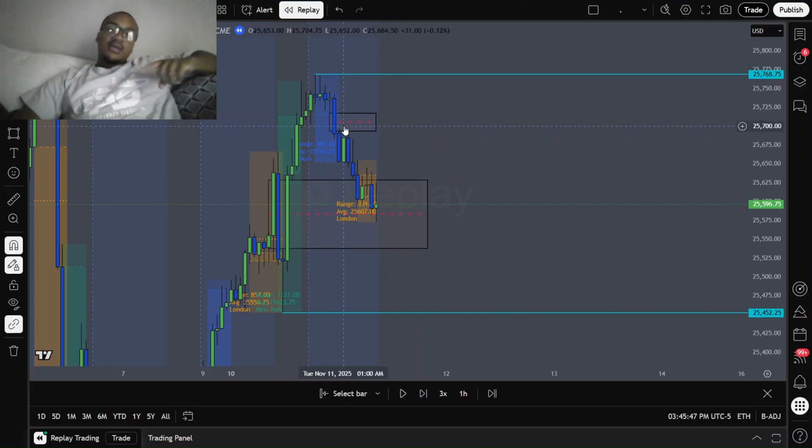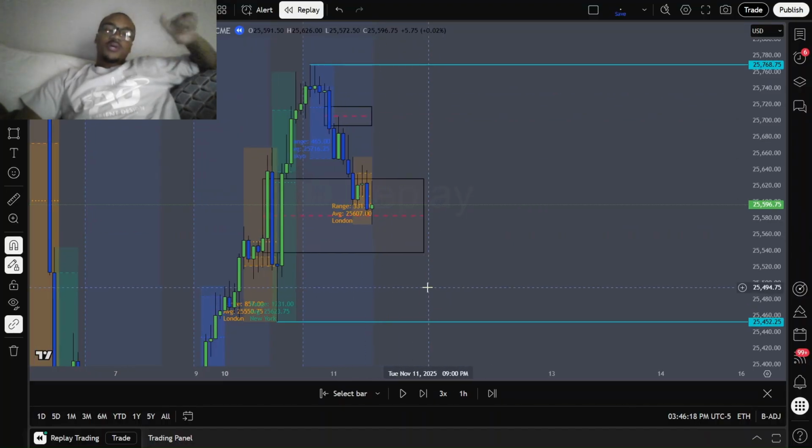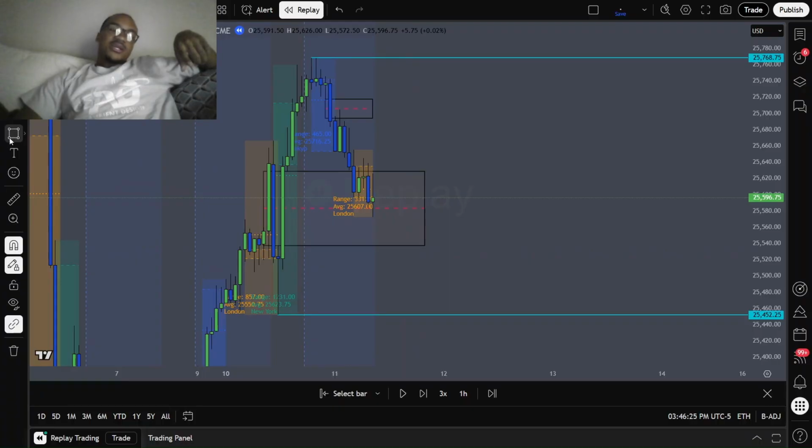So here's a high within an imbalance. So if market comes back up here to take this high, it's most likely going to drop again. One thing I also want to point out though is that this is a rejection wick. An hourly rejection wick is probably a really good trading idea. But we're not gonna get into rejection wicks.